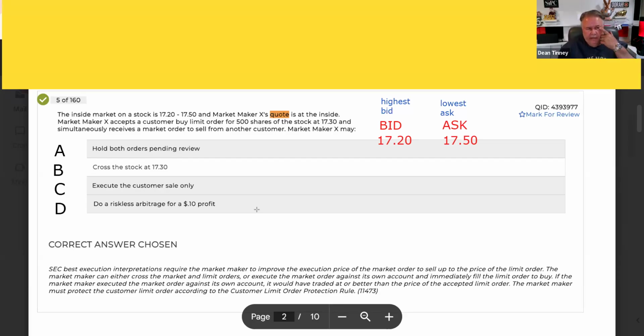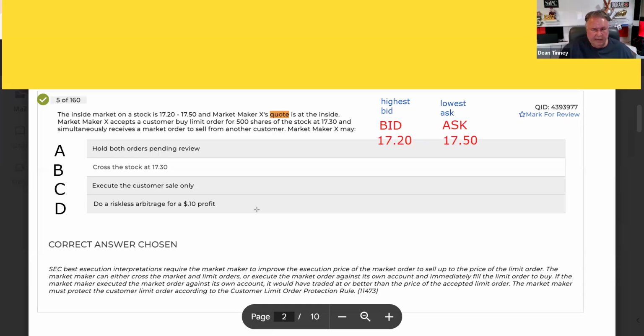The inside market is 1720, 1750. So you should definitely, as a 24 or 57 test taker, I'll put this in both playlists, know that that's the highest bid and the lowest ask. It says market maker's X quote is at the inside market. So that means as a market maker, this is the biggest thing I would want you to take away: when people are struggling sometimes on 24 or 57, it's because they're outside looking in instead of inside looking out, looking at the quote from the market maker's perspective, right?